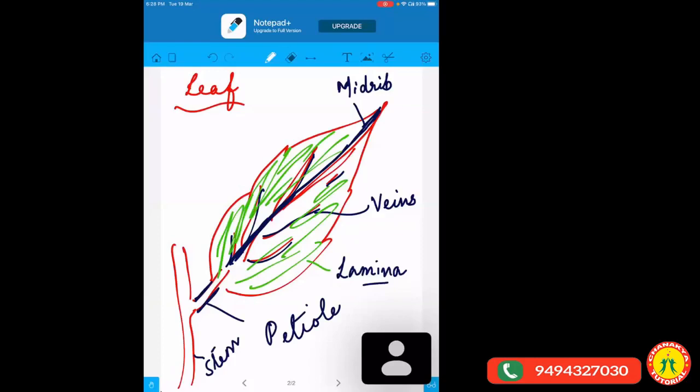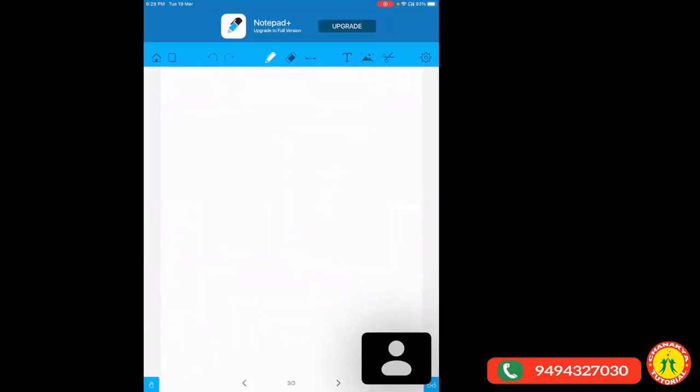So these are the basic structure, or I can say the external structure of a leaf, which we have studied almost in grade 3, 4, 5, 6 and all. Now we are going to study not the external structure, but the anatomy of a leaf. What do you mean by anatomy?